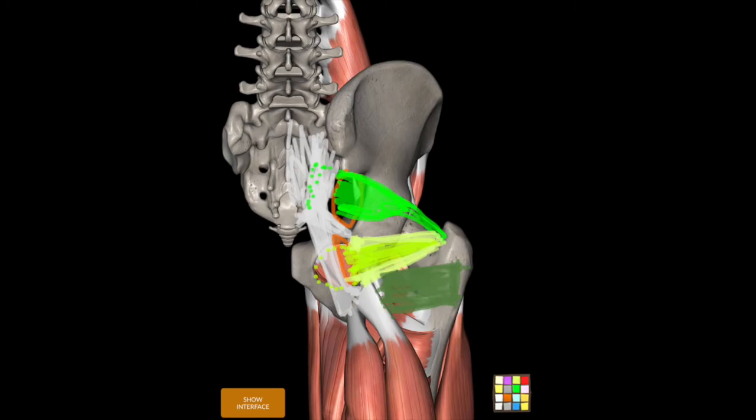Again, it's fairly easily recognizable because unlike the other muscles which taper to their insertions, it has a broad proximal and distal insertion, so it's quadrilateral in shape, hence its name quadratus femoris.